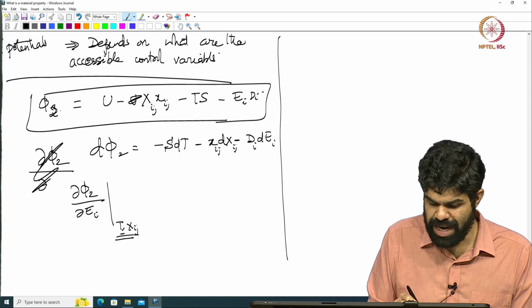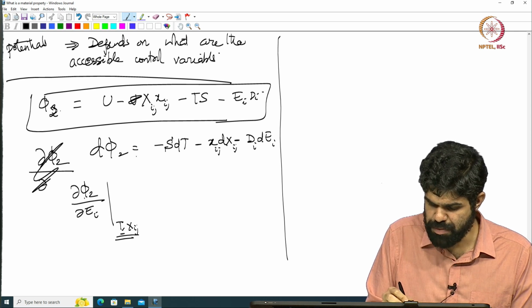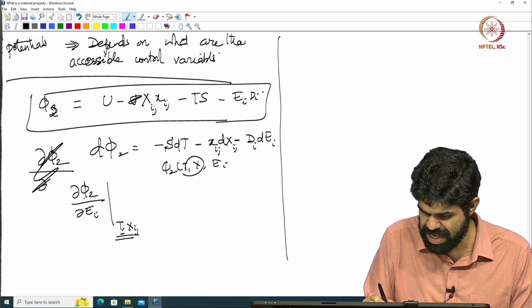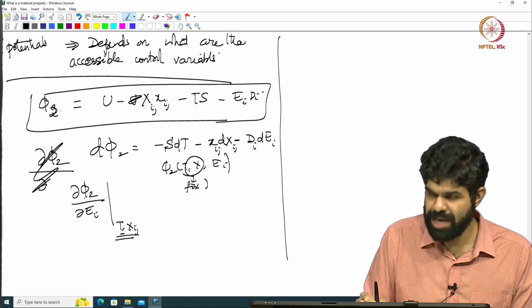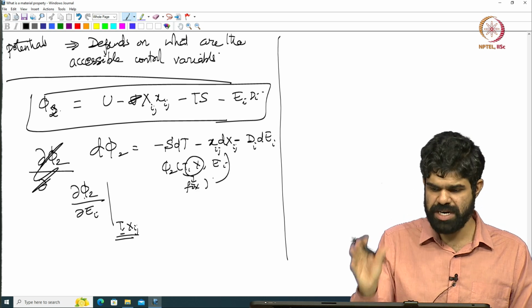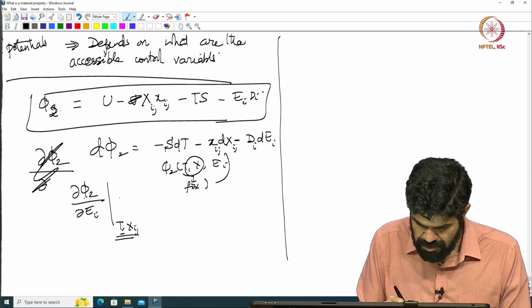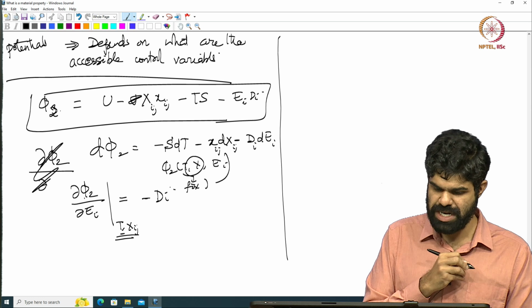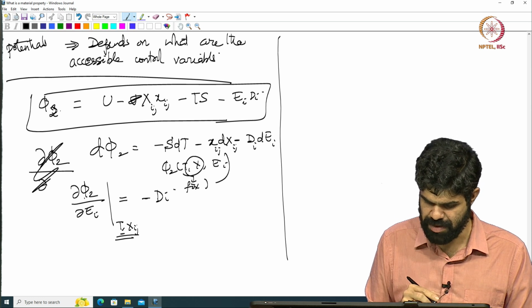Okay. So, phi 2 is ideally dependent on temperature, stress and Ei, but I am going to fix these two and just look at how phi 2 is dependent on Ei. Now, phi 2 is dependent on Ei as minus Di, right. Okay. So, that is the first thing.